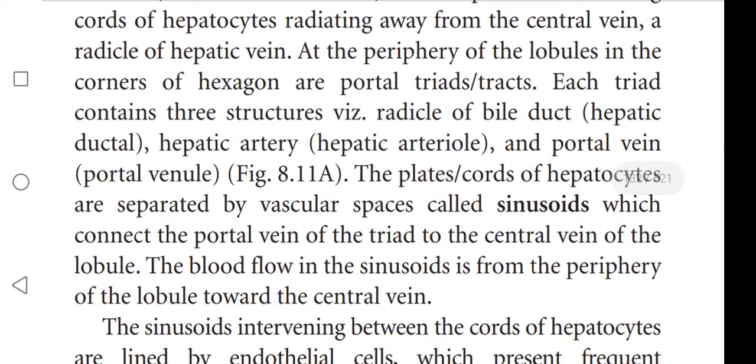The plates or cords of hepatocytes are separated by vascular spaces called sinusoids, which connect the portal vein of the triad to the central vein of the lobule.